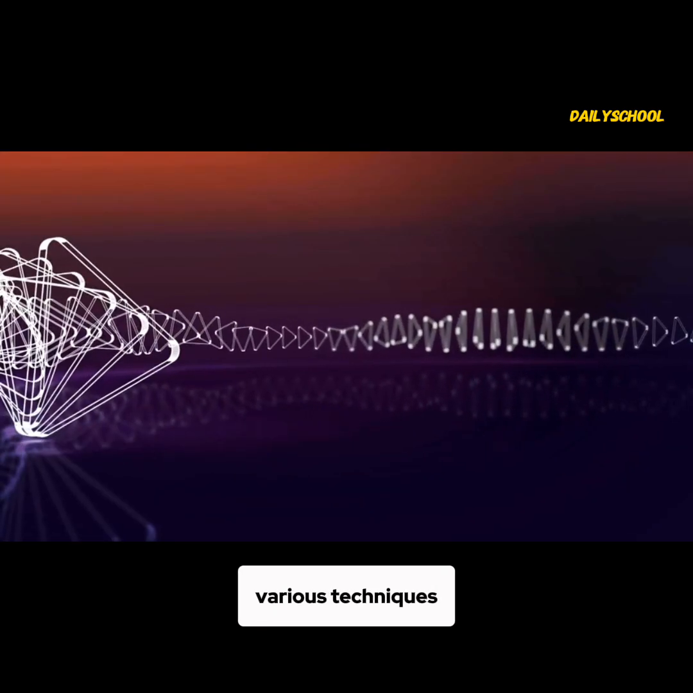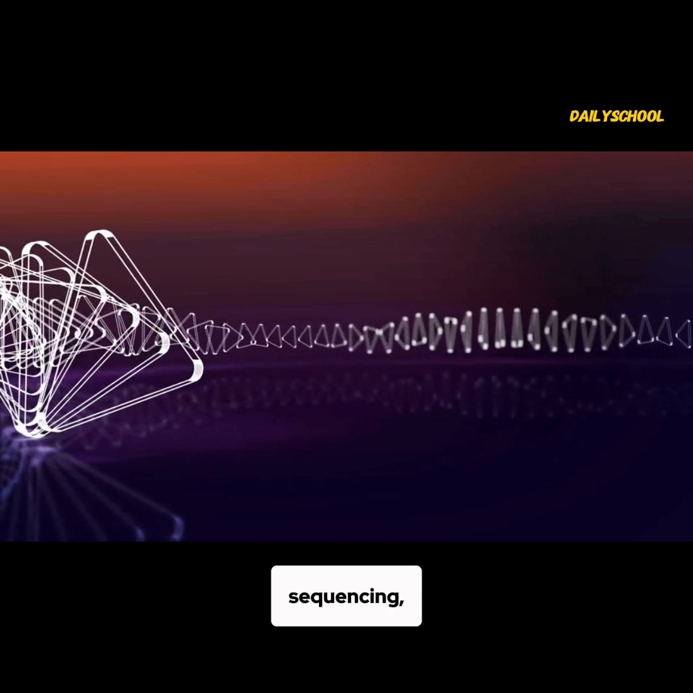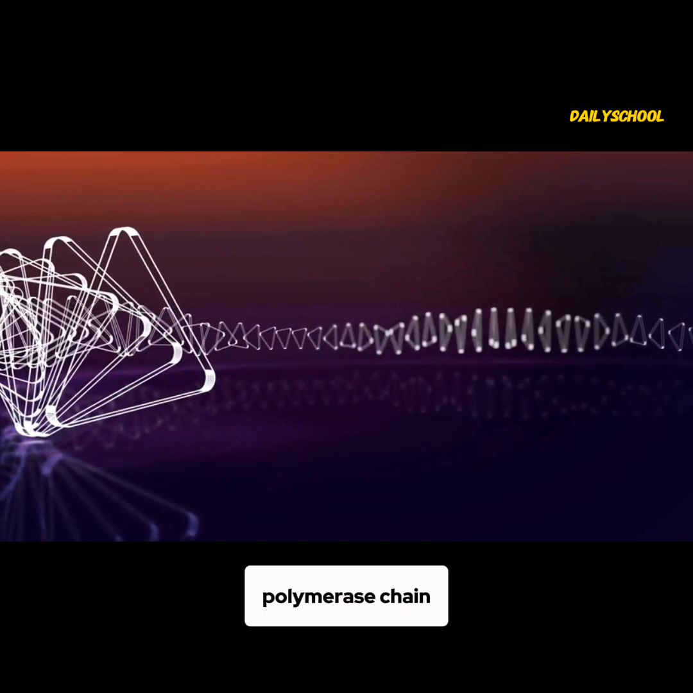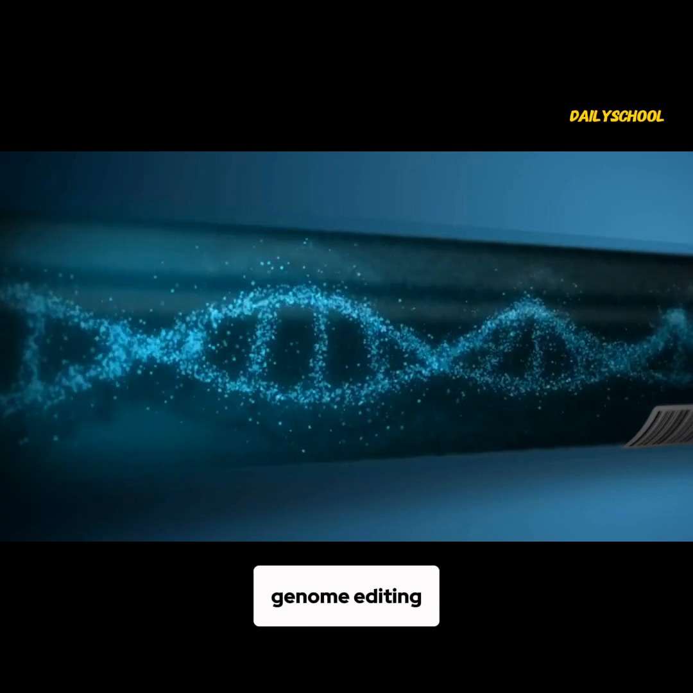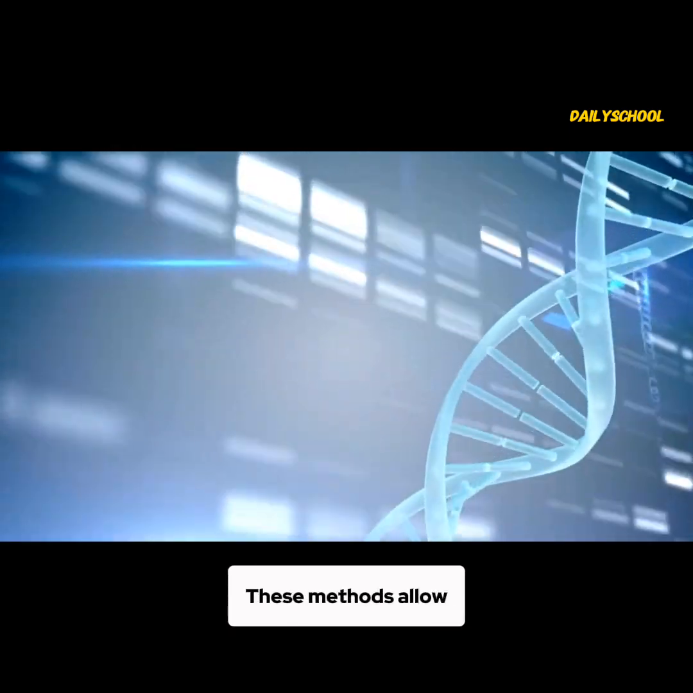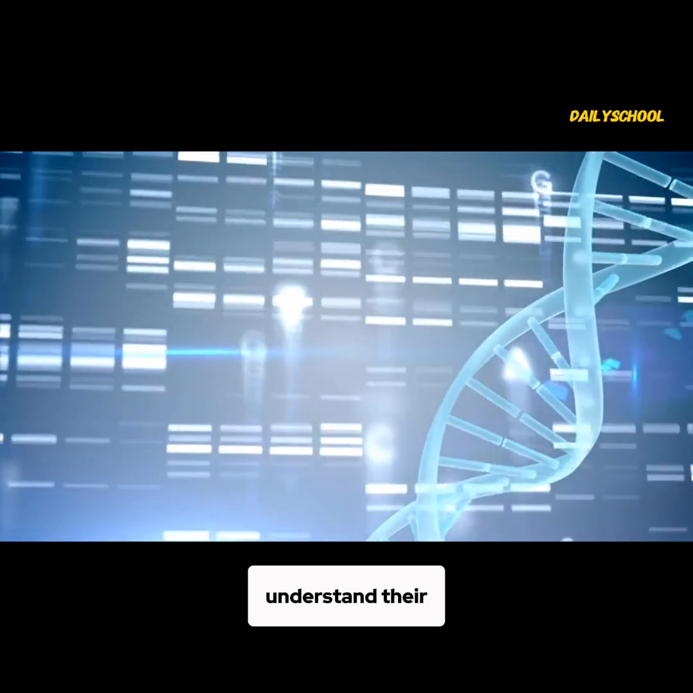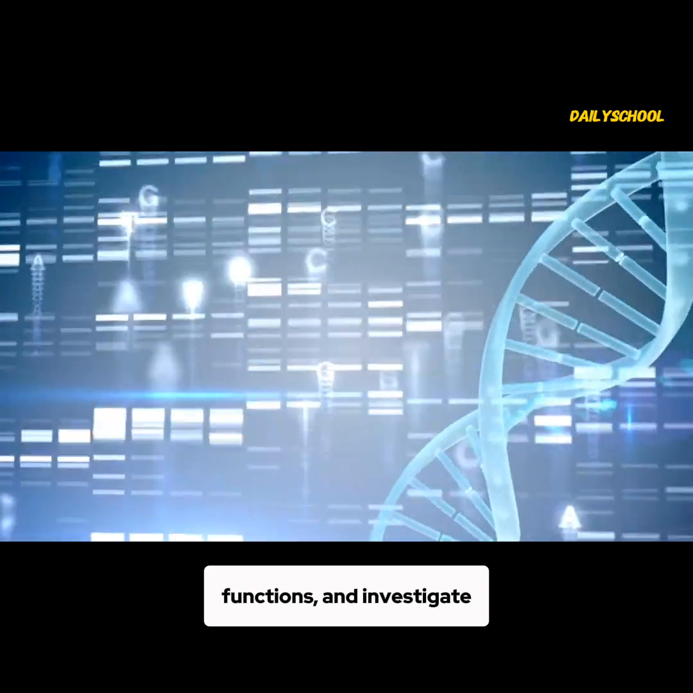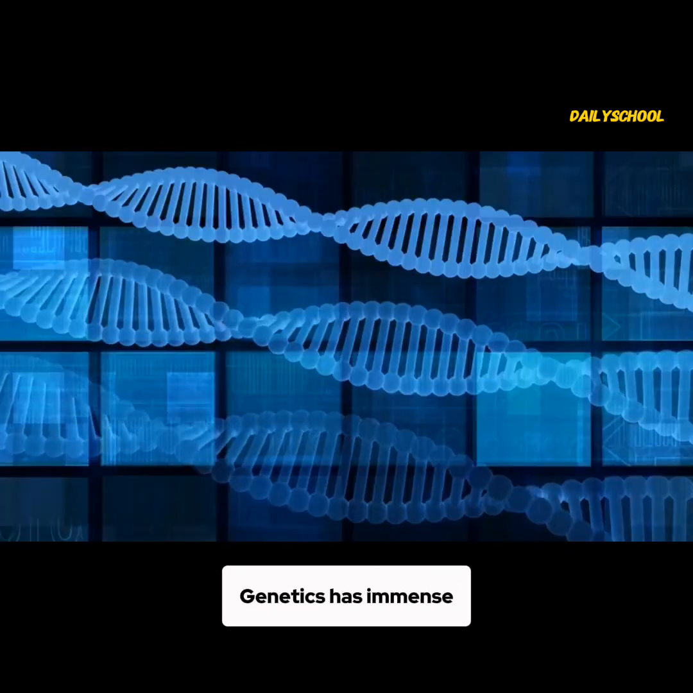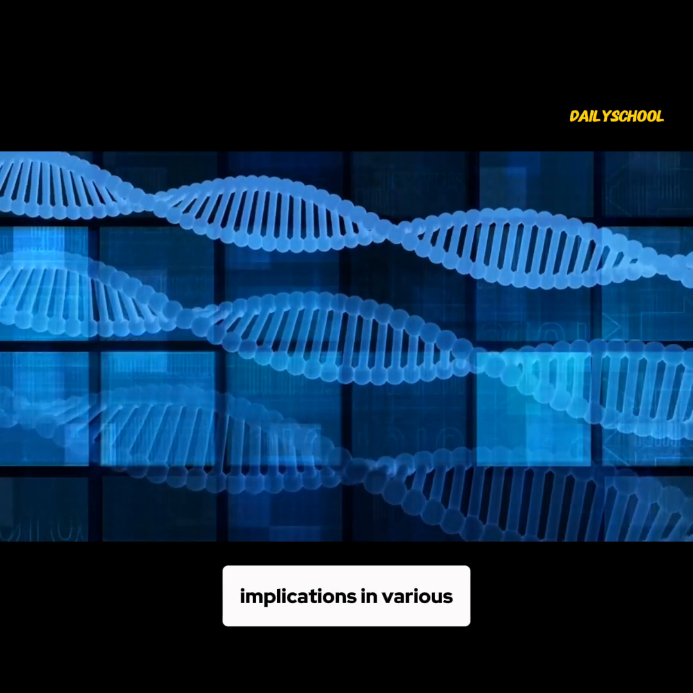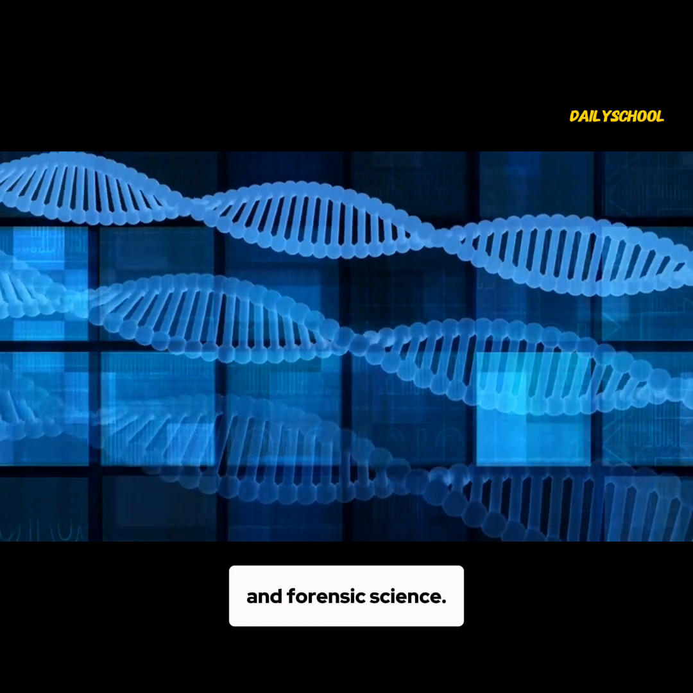Geneticists use various techniques and tools to study genetics, such as DNA sequencing, polymerase chain reaction (PCR), genetic mapping, and genome editing technologies like CRISPR-Cas9. These methods allow scientists to identify and analyze specific genes, understand their functions, and investigate how they relate to specific traits or diseases. Genetics has immense implications in various fields, including medicine, agriculture, and forensic science.